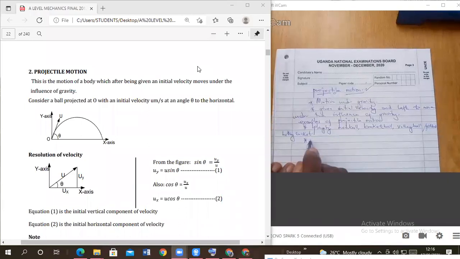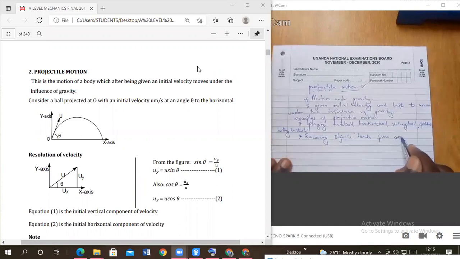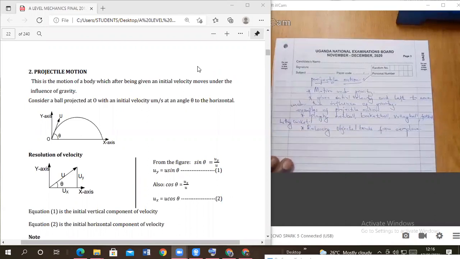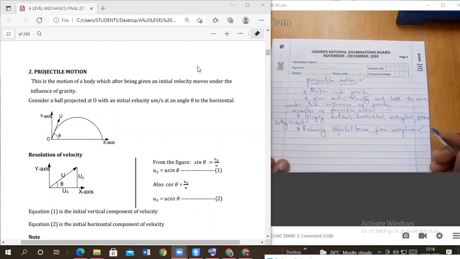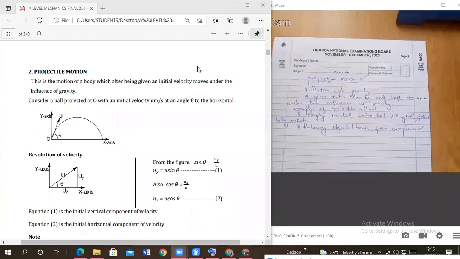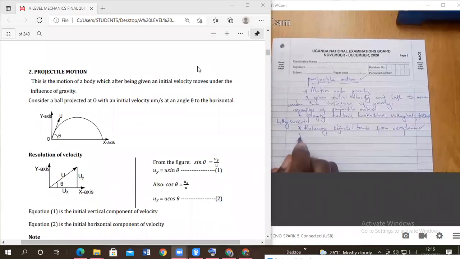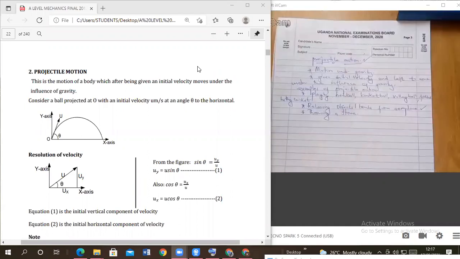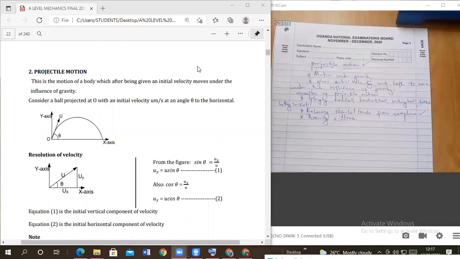Then also, releasing objects or bombs from an aeroplane. When you release a body from an aeroplane, the path the body will take is also a projectile motion. Someone can also talk of throwing a stone. Okay. Those are the brief introduction we can give about projectile motion.